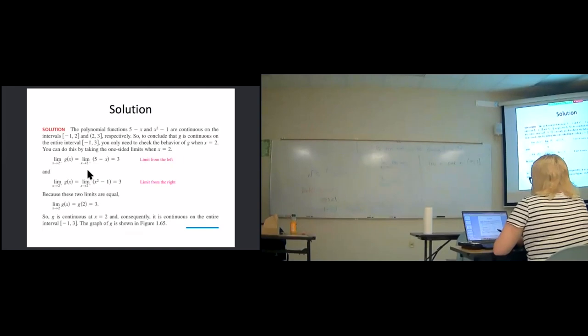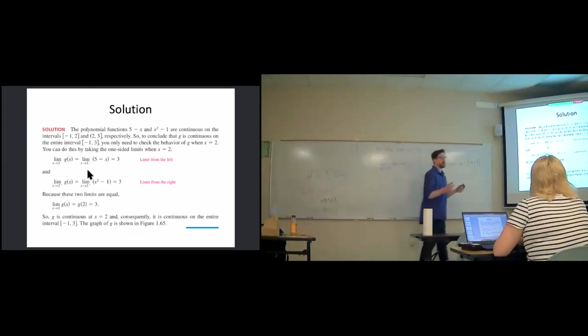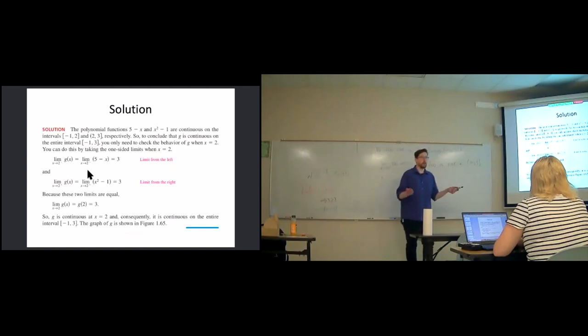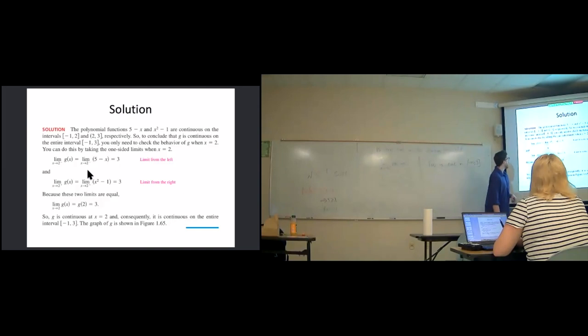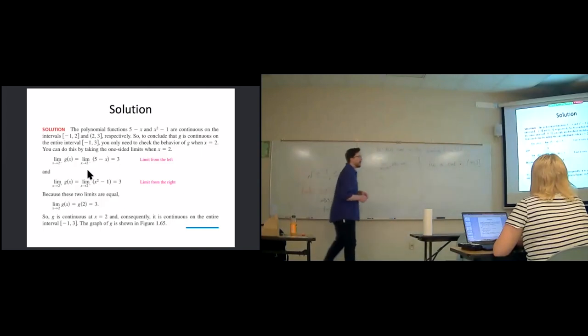Now testing. Because these are polynomials, we know that in the interval from negative 1 to 2, that first polynomial is going to be continuous. Similarly, that second interval from 2 to 3, we know will be continuous everywhere in there. But what we don't know is that the limit is going to hold up with the two functions. And that's what we have to check. So checking, taking the limit from the left and the limit from the right, they both come out to be 3. So the limit as x approaches 2 is 3.